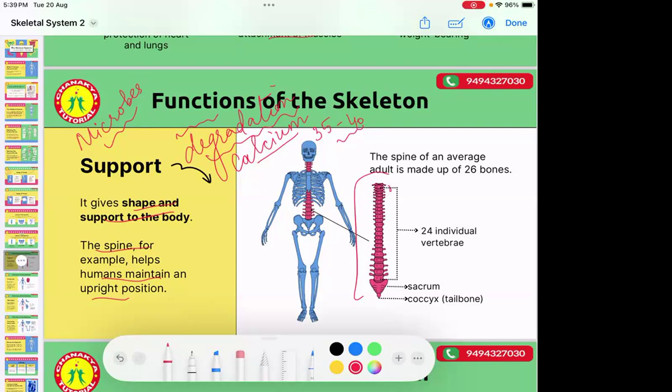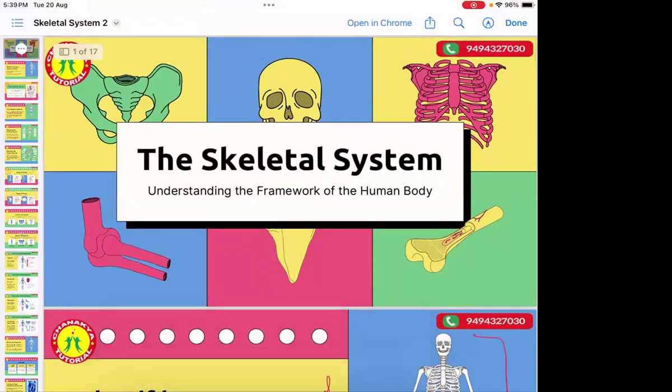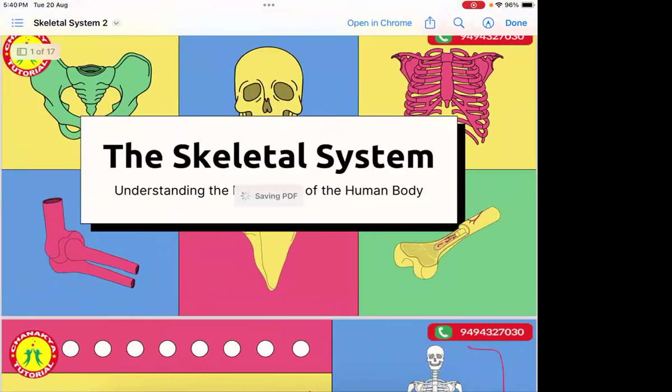Okay, so the spine will be there. Because of the spine, we will be able to sit straight. But after some age, the spine also will start bending. And the spine of an average adult is made up of 26 bones. So in this spine, 26 bones will be present: 24 individual vertebrae. These small bones are basically called vertebrae. So what about vertebrae? Vertebrae are the small bones.